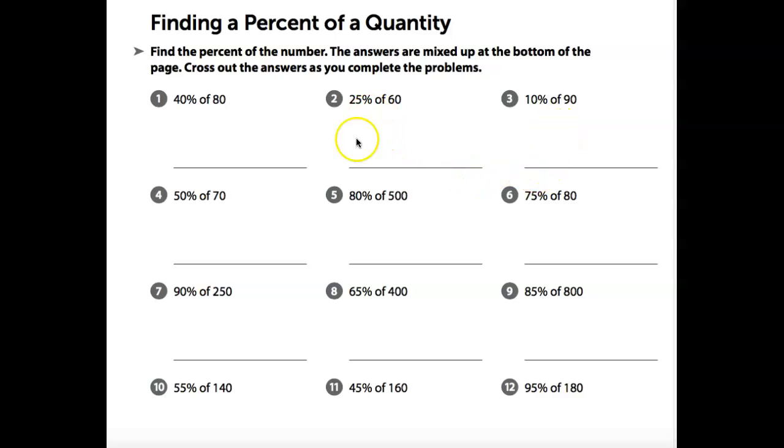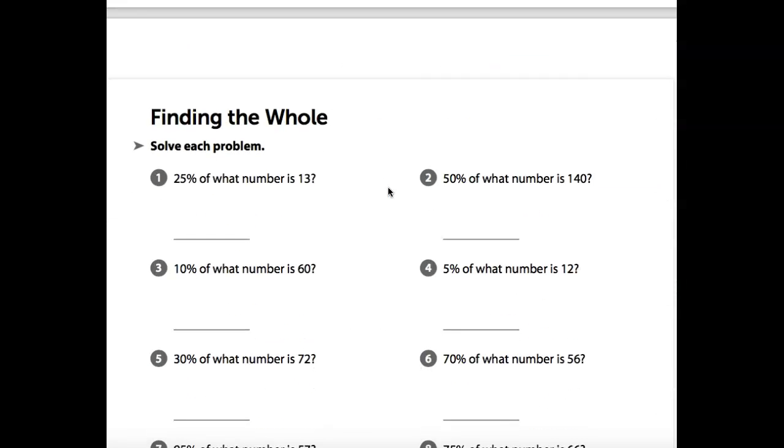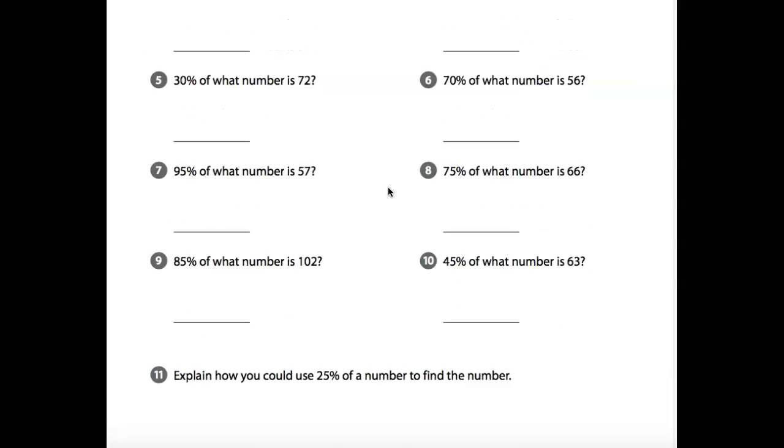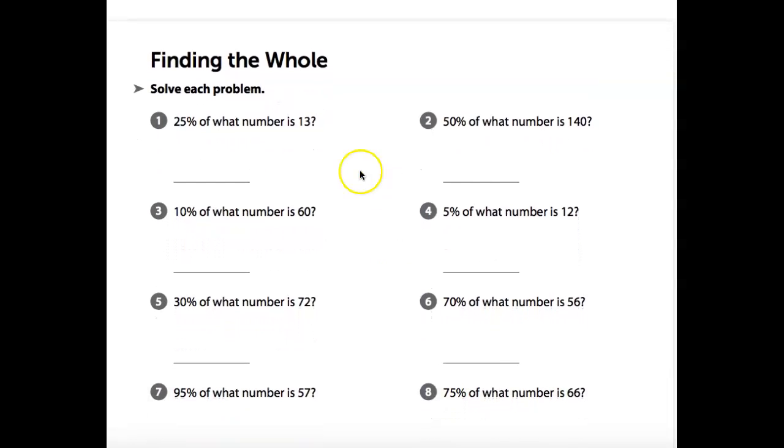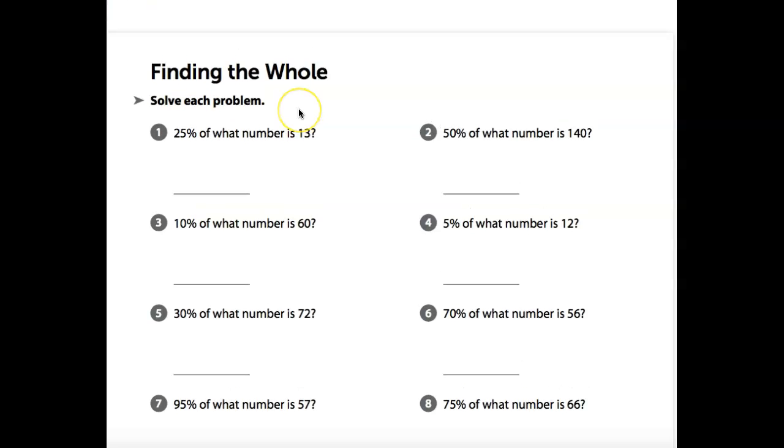All right, we're going to move on now to the next page, page 15, finding the whole when we have the percent. Let's take a look at these. This is worded a little differently, so we do it a little differently. 25% of what number is 13?